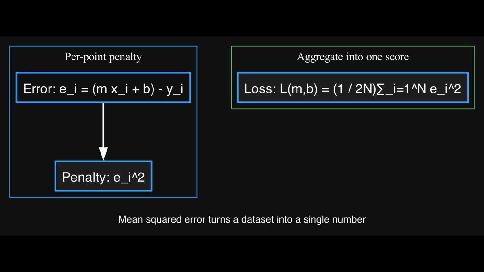Now we need to combine penalties across all data points. The simplest is an average. For squared error, that gives mean squared error, 1 over n times the sum of squared errors. Often we include a 1/2 factor too, not for meaning, but because it cancels a 2 when we take derivatives later. The loss is a function of parameters m and b.